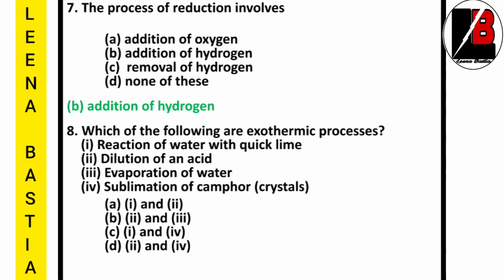Okay. So option A is saying both the first and second option. Option B is saying second and third one. Option C is saying first and fourth one. D is second and fourth one. Okay. So think about it. All the reactions you know about it. So here the answer is option A, that is first and second one. Both are the exothermic processes.